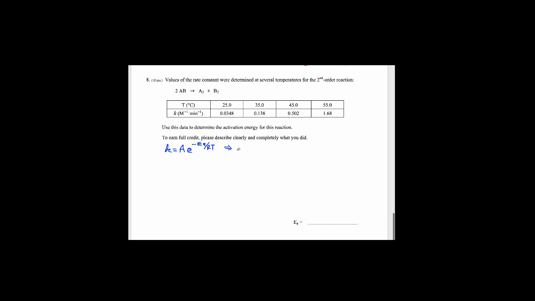And of course, we can also put this in the linear form by taking the log of both sides. ln of k equals negative E sub A over R times 1 over T plus ln of the constant A. And if we have as our x values 1 over T and as our y values ln of k, then this is a straight line with a slope of negative E sub A over R and a y-intercept of ln of A.